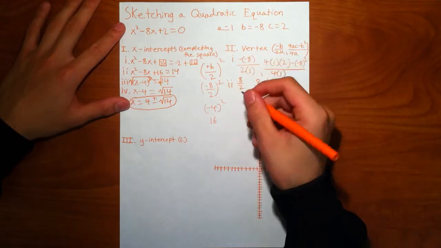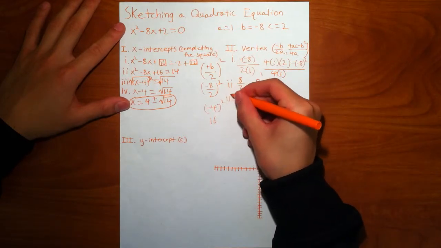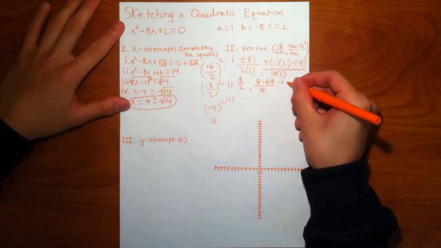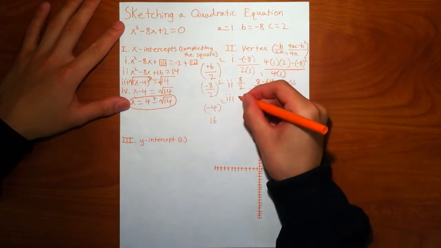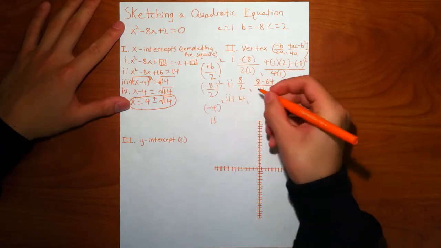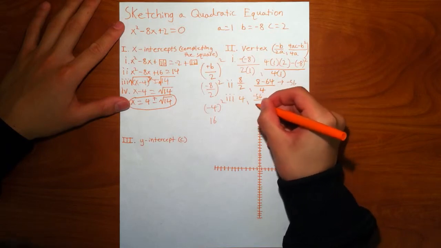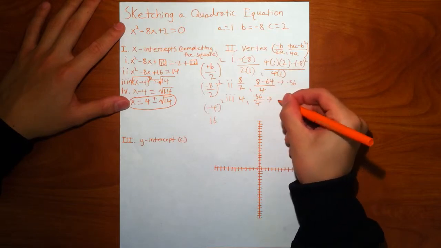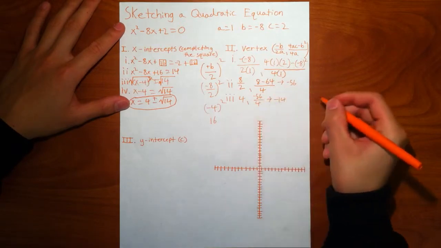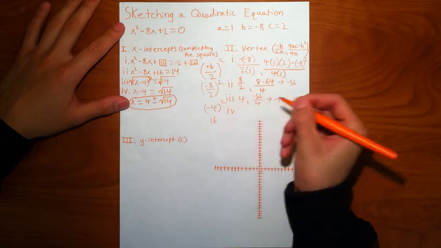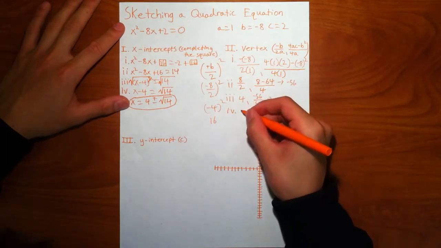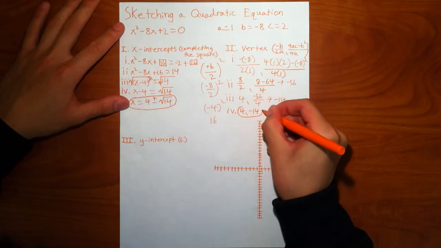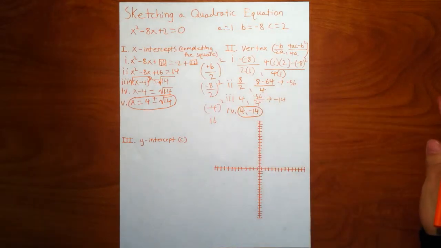So we can reduce both of these fractions, because 8 minus 64 actually equals negative 56. So it's going to be 4, comma, negative 56 over 4. And negative 56 over 4 happens to reduce down to negative 14. So step 4, just going to write what's left: 4, negative 14. Those are the coordinates to the vertex of our parabola.